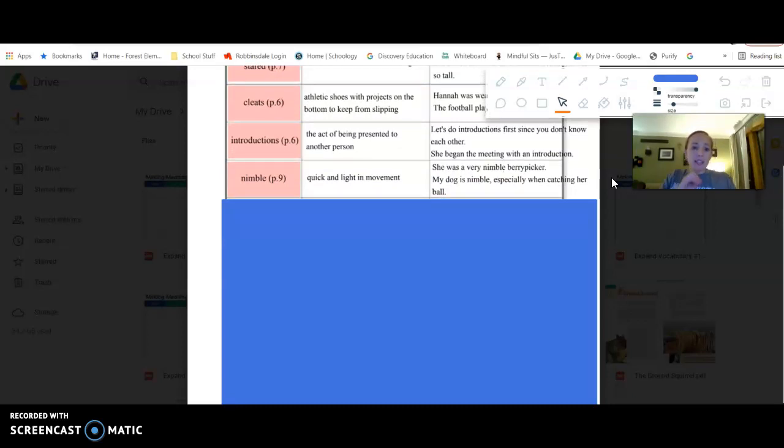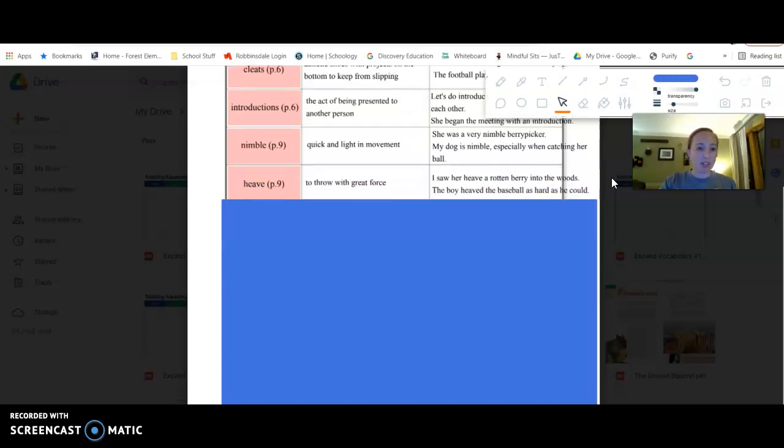Nimble: quick and light in movement. If you ever heard the nursery rhyme, Jack be nimble, Jack be quick, Jack jumps over the candlestick. So in the story, it's from A Star in the Strawberry Patch. She was a very nimble berry picker. You could say, my dog is nimble, especially when catching her ball. That is true about one of my dogs. The other one a little less so. She used to be a little more nimble. Now she's getting a little old.